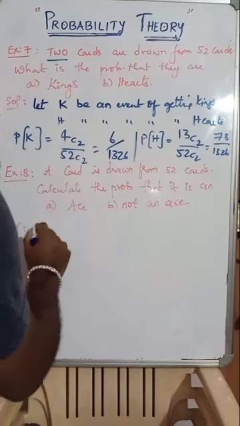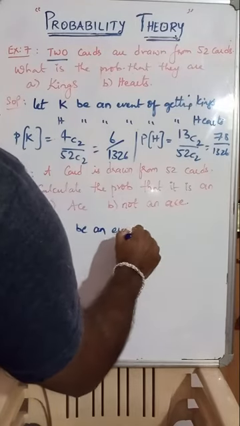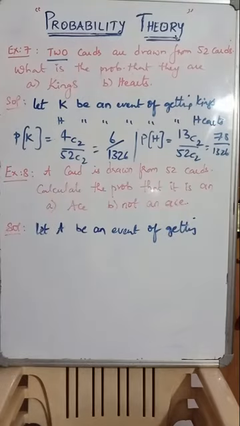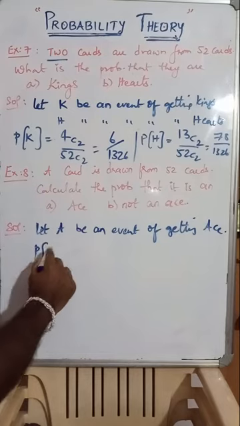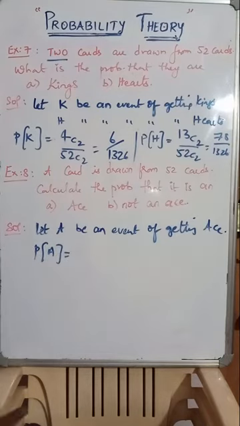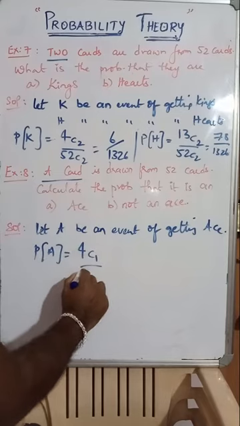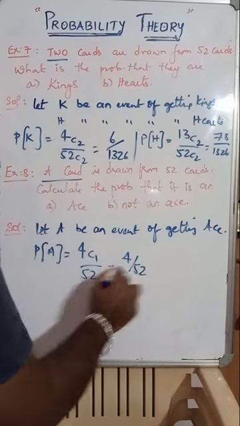Let A be an event of getting an ace card. So probability of A equals to. Only one card is drawn, and ace cards will be 4. So 4C1 by 52C1. The answer will be 4 by 52.